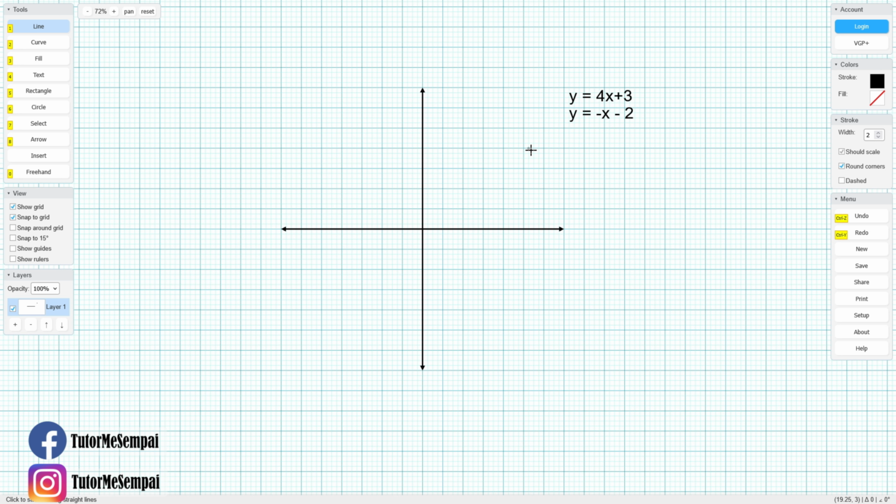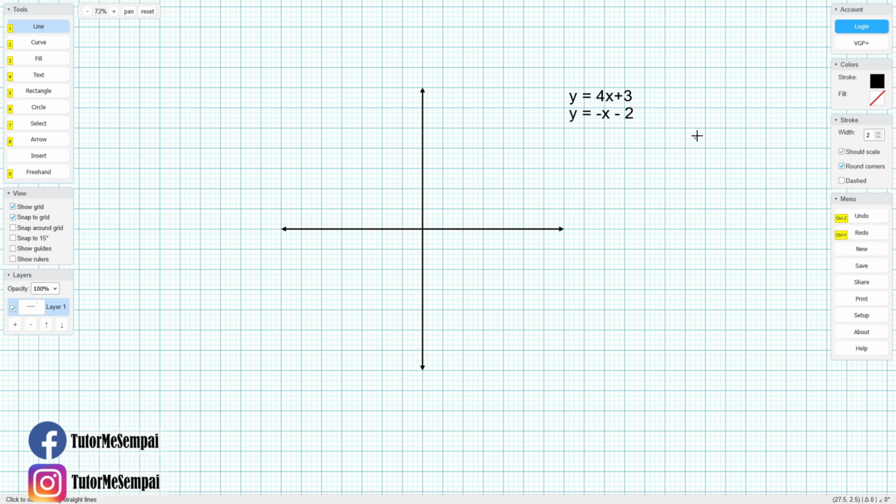So now that we've gotten that out of the way, let's jump into this example in which we try to find where our solution is going to be. So we have a system of linear equations here. Our first equation is y equals 4x plus 3. Our second equation is y equals negative x minus 2.